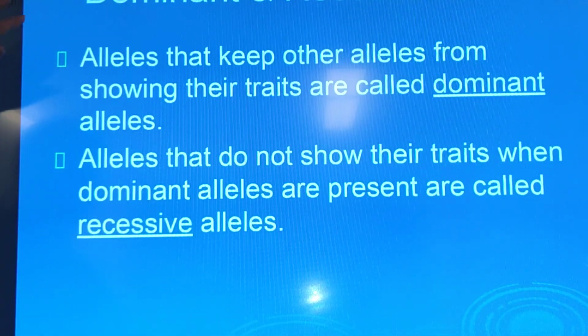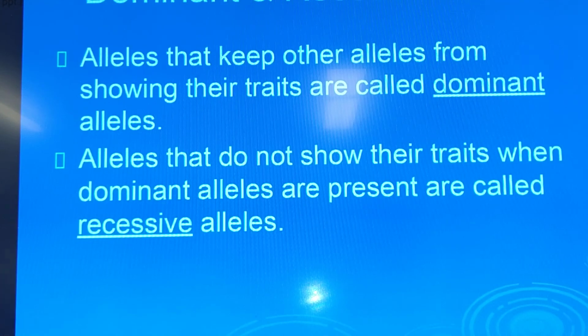So dominant alleles keep other alleles from showing up. They are dominant. If in the heterozygous condition you don't see that trait, then that trait is recessive.